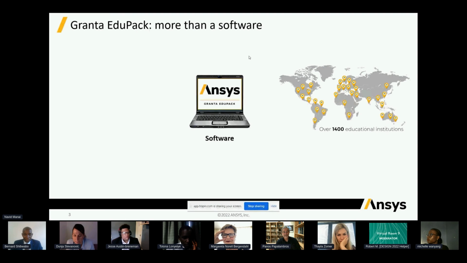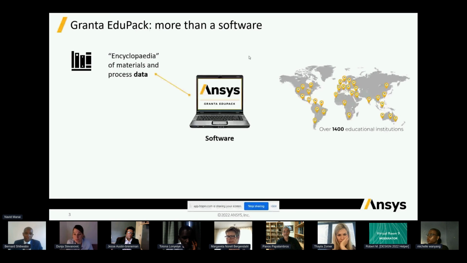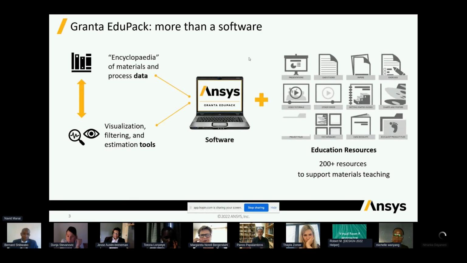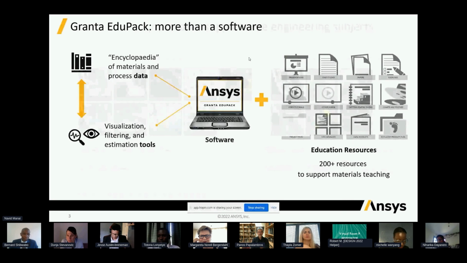What is EduPack? Well, it's a unique educational software which is currently being used in more than 1,400 universities and colleges across the world. It provides students with an encyclopedia of materials and process data, as well as powerful visualization, selection, and estimation tools to interrogate that data. And academics who use EduPack also have access to more than 200 teaching and learning resources that we have available on our website. These are lecture units, case studies, micro projects, and so on.